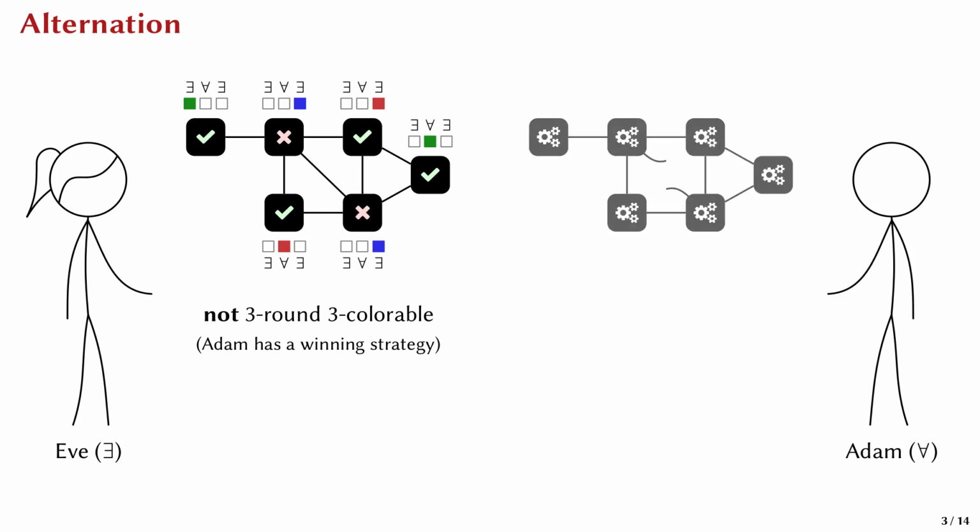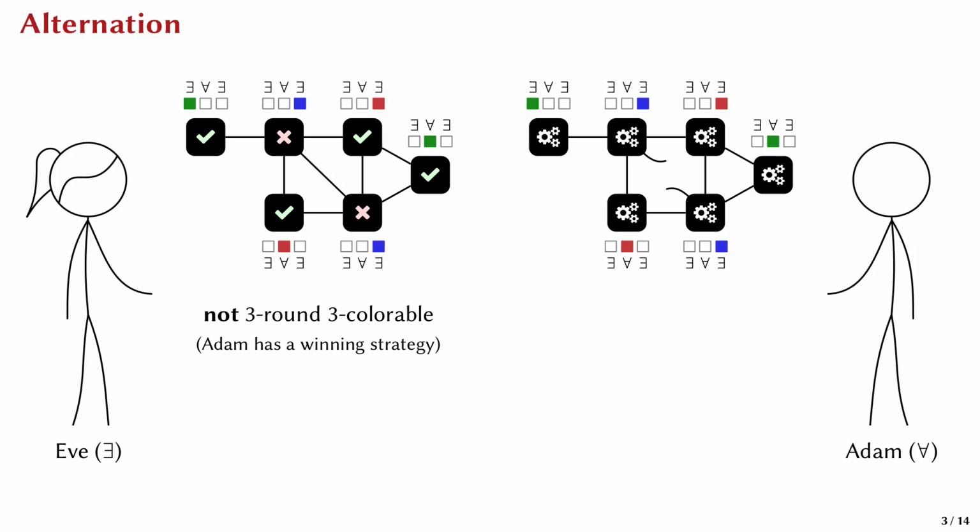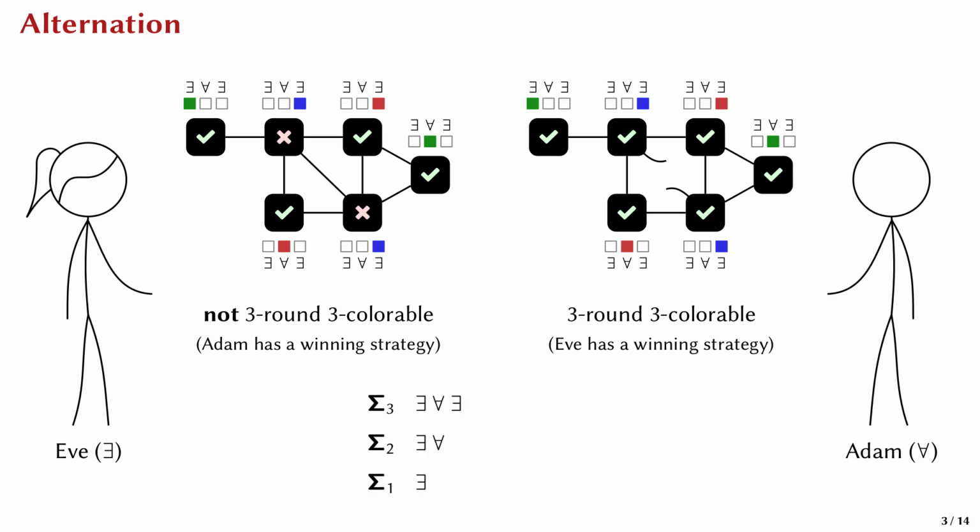However, if we take the same graph and just remove a single edge, then things become much more difficult for Adam. Again, Eve assigns colors to nodes of degree 1, then Adam assigns colors to nodes of degree 2, but this time, no matter what he chooses to do, there will always be enough free colors remaining for Eve to win the game. So this graph here is both three-colorable and three-round three-colorable, and that's because Eve has a winning strategy. And more generally speaking, we can consider games with an arbitrary number of alternations between Eve and Adam. And then we can classify graph properties according to the type of game that characterizes them.